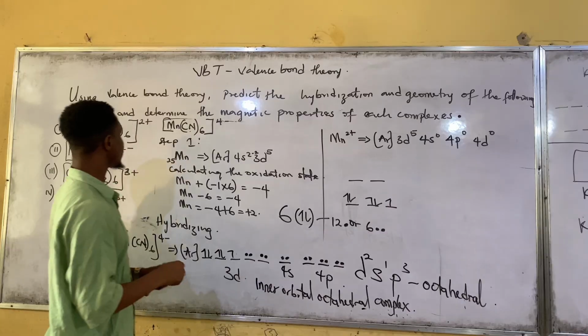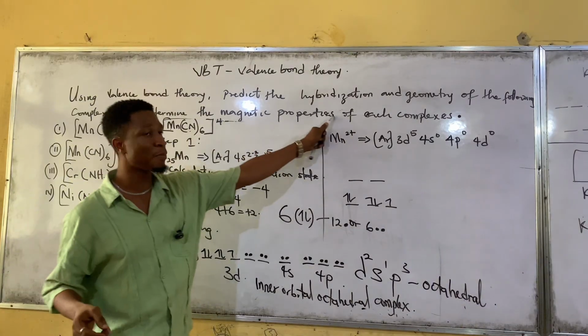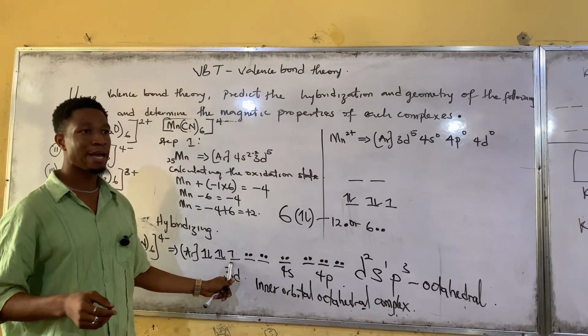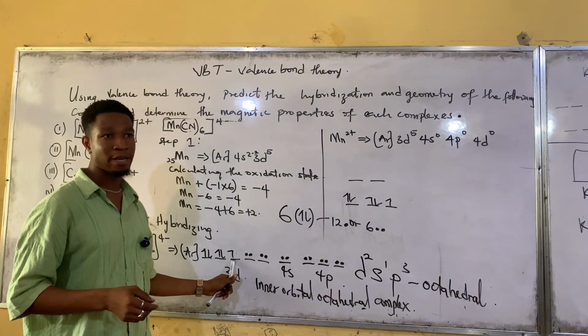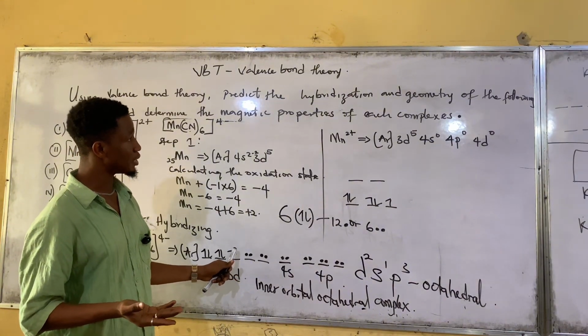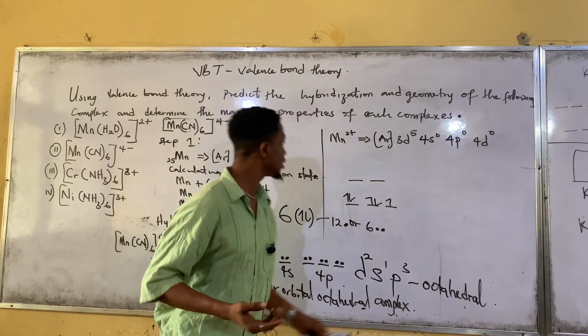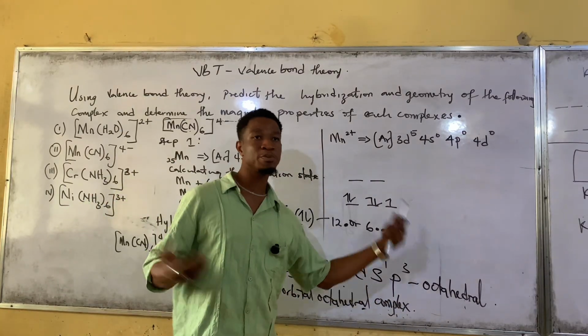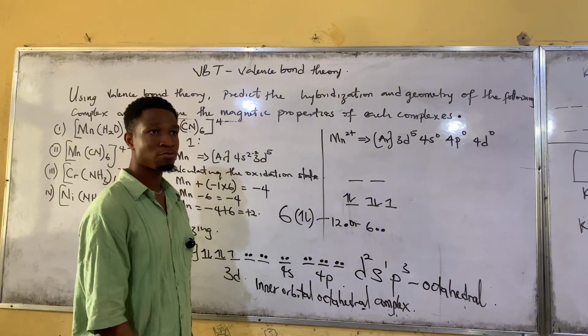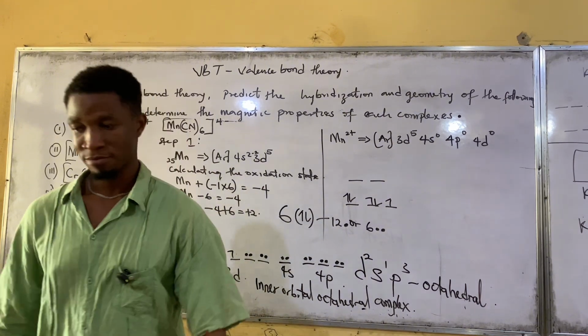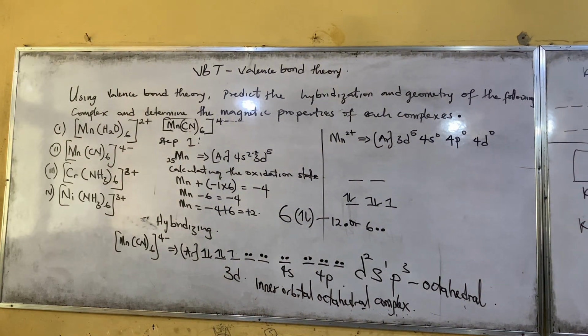So now let's check other things. What are we to determine? Magnetic property. Para or dia? Para, because it has one unpaired electron. What again then should we look at? The geometry we already said is octahedral. The hybridization is d2sp3. So that's it. I've answered the question. As easy as that. Yes, solve the rest.